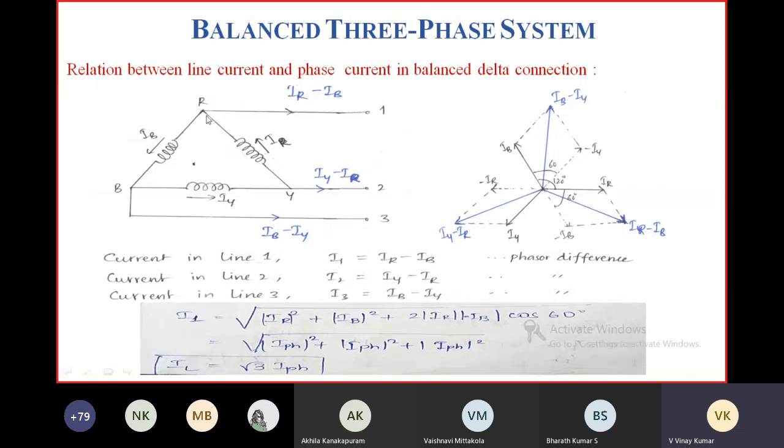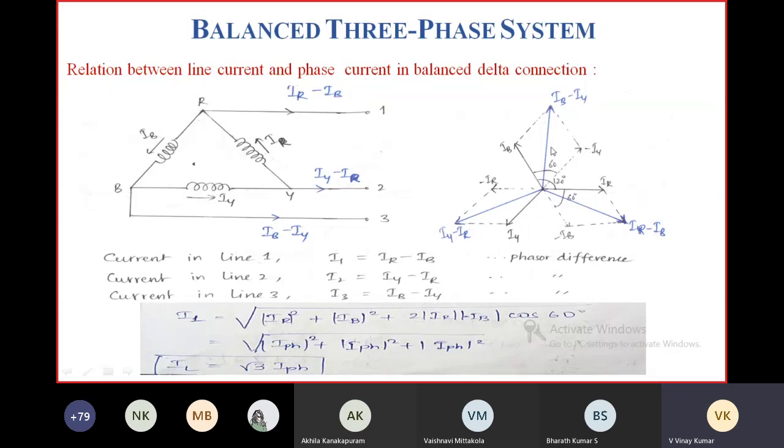Apply KCL at this node, you'll get I1 is equal to IR minus IB. Remember one thing, this is not an arithmetic sum, this is a phasor sum. Strictly speaking, you can write this expression as I1 bar is equal to IR bar minus IB bar. This is a phasor sum.